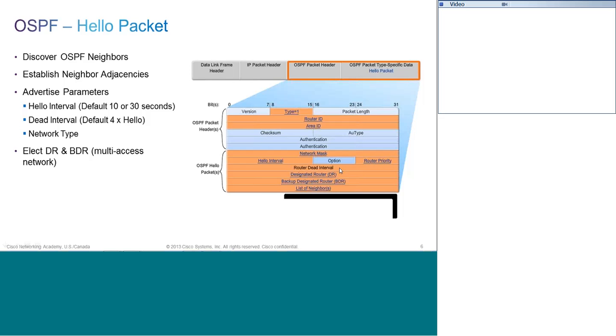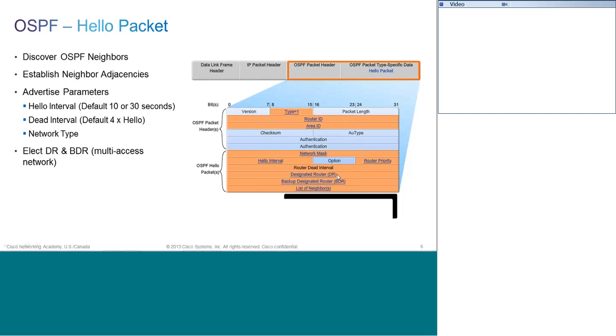The dead interval is the time in seconds that a router waits to hear from a neighbor before declaring the neighboring router out of service. By default, the router dead interval is 4 times the hello interval. This timer must be the same on neighboring routers, otherwise an adjacency is not established.